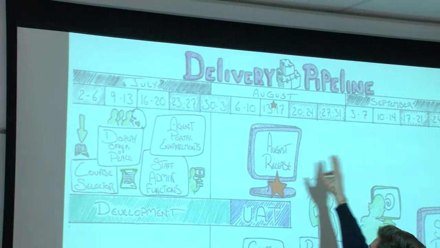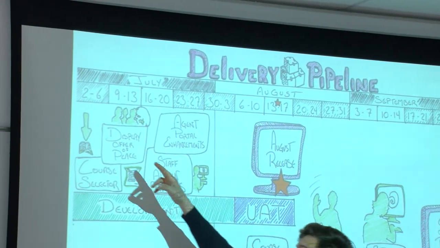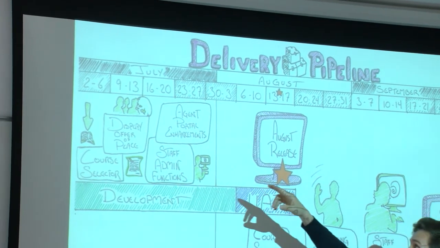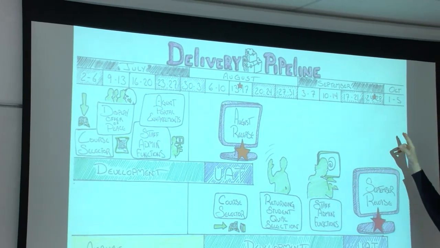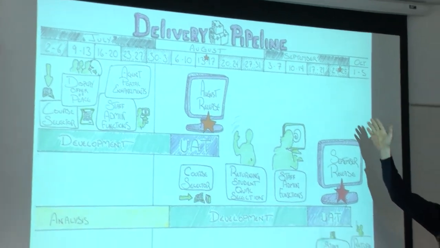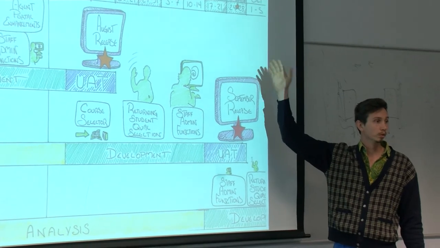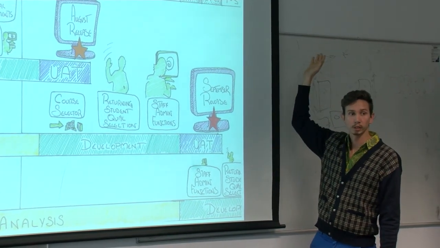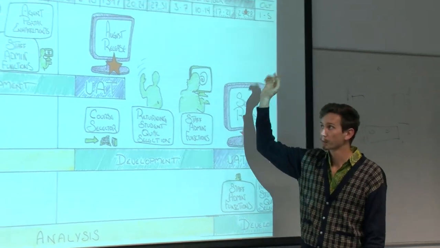Across the top we have the timeline. This is the week that we're in right now, July 2nd through the 6th. And I've got it going up to October, which is what we want to hit some deadlines for so that you guys are prepared for the busy season. But we have it going out until December.